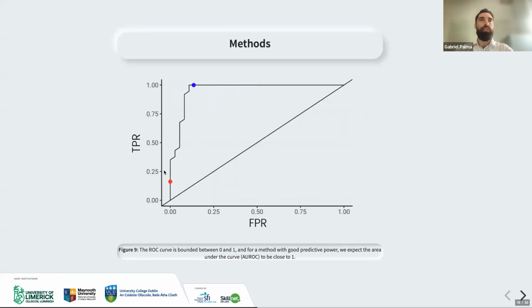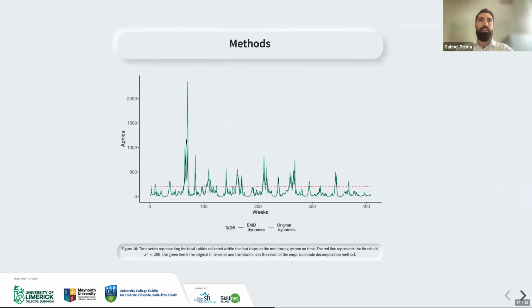Basically, using the first two statistics that I mentioned, we can have the ROC curve. So basically we compute them like that. We have the true positive rate on the y-axis and the false positive rate on the x-axis. And ideally, if we have a good method, it tends to have an area under the ROC curve close to 1. So the closer to 1, the better the algorithm is.